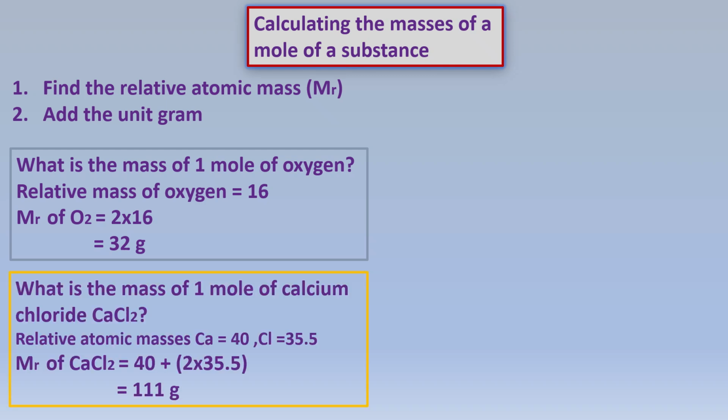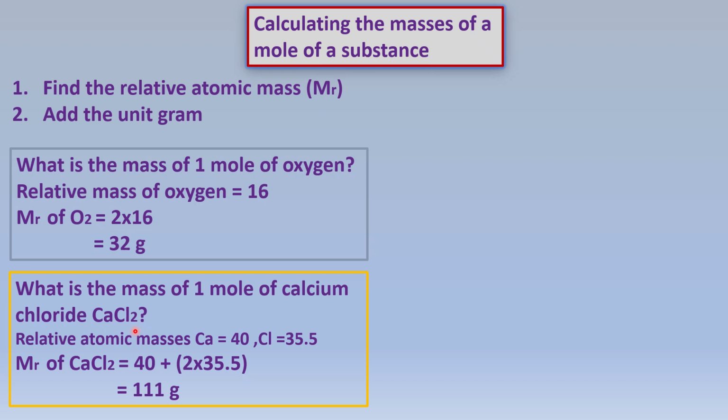Now let's solve another question. What is the mass of 1 mole of calcium chloride? This is the formula of calcium chloride. The relative atomic masses of calcium is 40 and chlorine is 35.5. Now you have to add. If you refer to this formula, if you don't have a number, this means it's 1. So there is 1 calcium atom and 2 chlorine atoms in the formula.